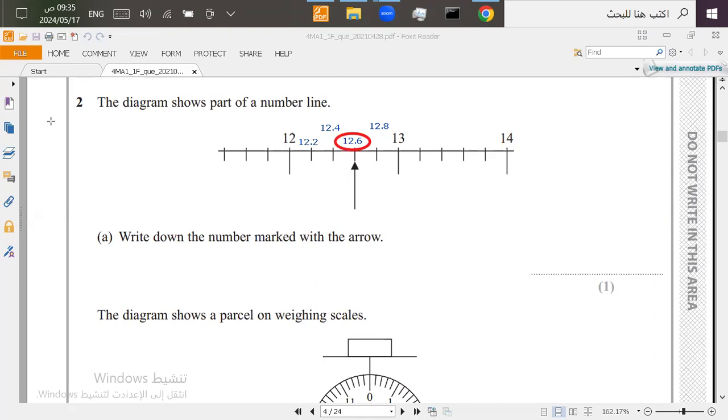Now, let's write it in the answer. Let me write it with a bigger number here. Okay, so the answer is 12.6. Now let's move on to the next one. Here we have a scale. Let's go down.